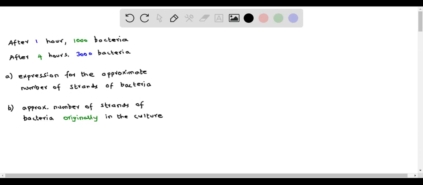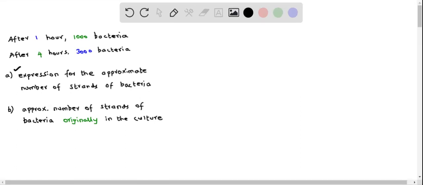Let's answer part A. That is, we have to write an expression for the approximate number of strands of bacteria. Since the number of bacteria present is dependent on the time, we can utilize the population model, that is P of t, and this equals P naught e raised to the power of RT, R times t. This P naught represents the initial population.